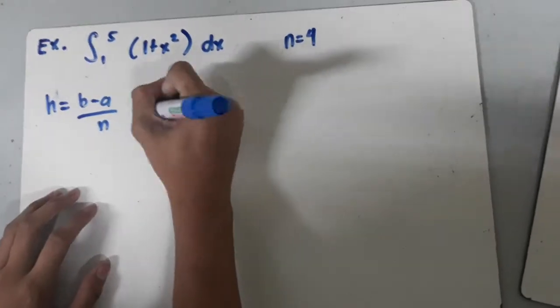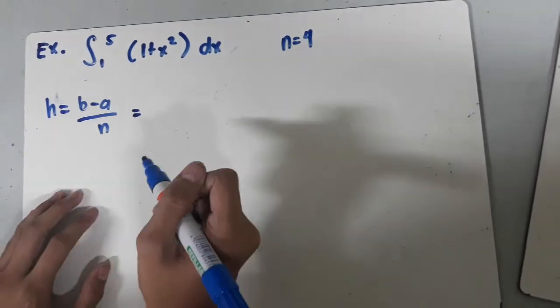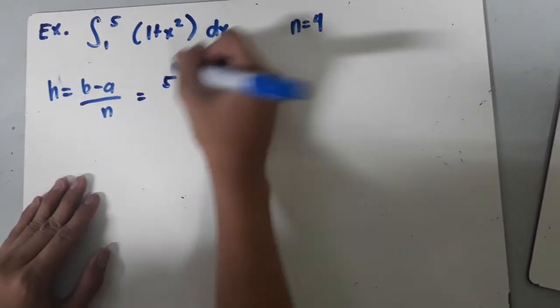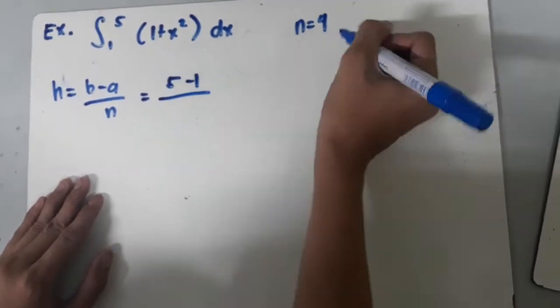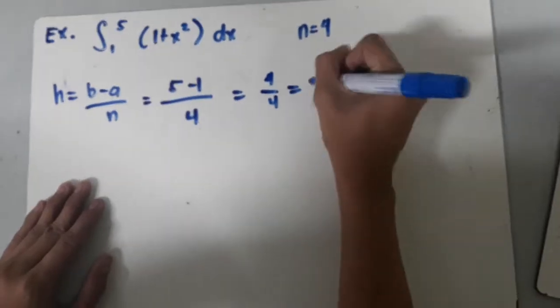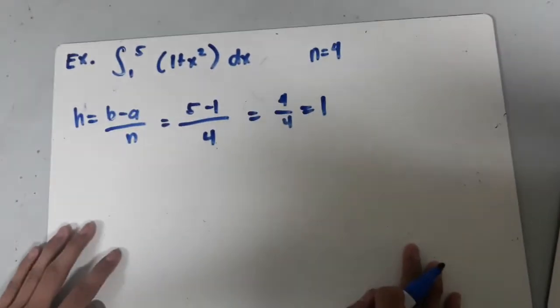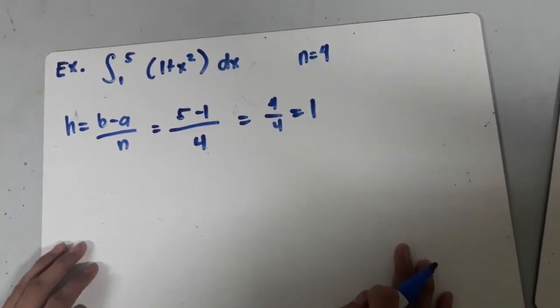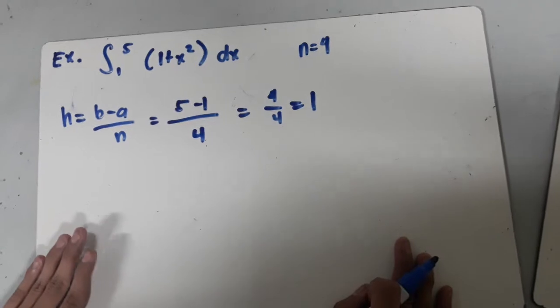The formula for step size is b minus a over n. Again, our b is our upper limit, which is 5, minus 1, over the n, which is 4. So 4 over 4 is equal to 1. Then next is getting the values for x sub 1, x sub 2, and x sub 3.